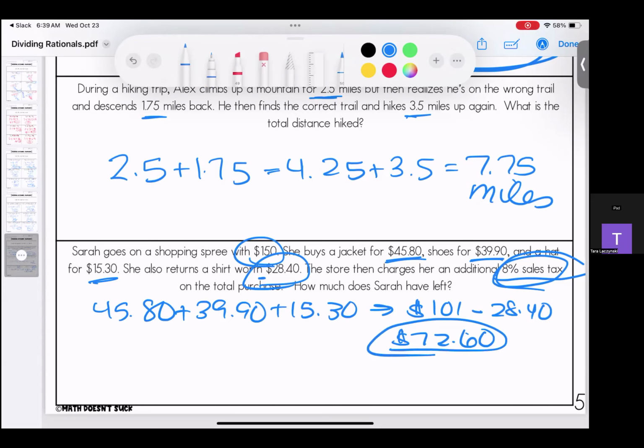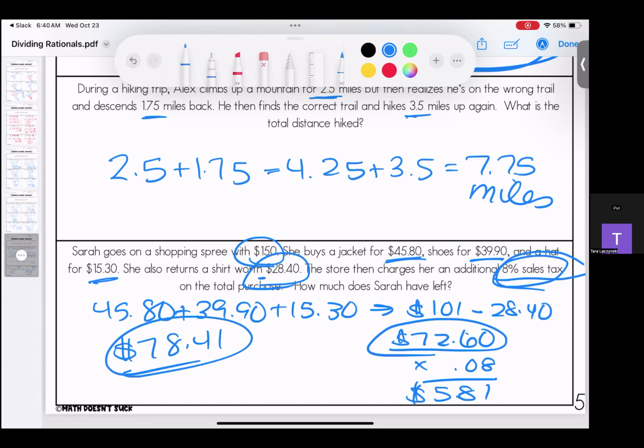In order to find the tax, we need to multiply this by our percent as a decimal. We're going to get $5.81 more that we need to add. Her total spent is $78.41. Her change or leftover is $71.59.